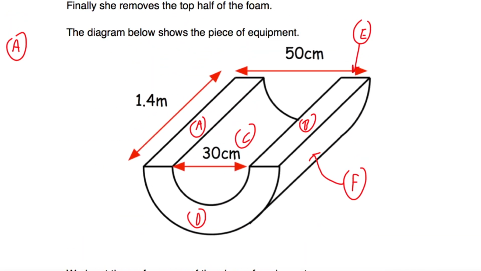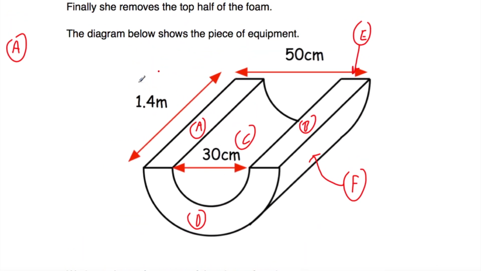The answer is in centimeters squared, so we need to give our answer in centimeters squared here. So let's change the 1.4 meters into 140 centimeters. So let's find the area of A. A is a rectangle, it's got a length of 140 centimeters, and we want to find this length here.